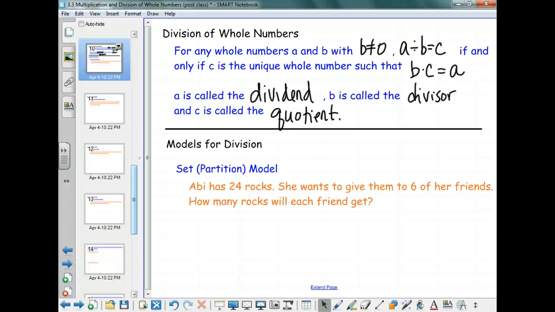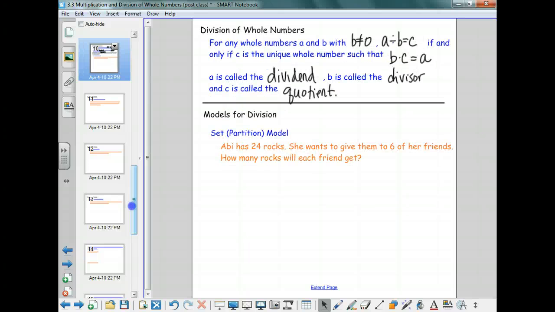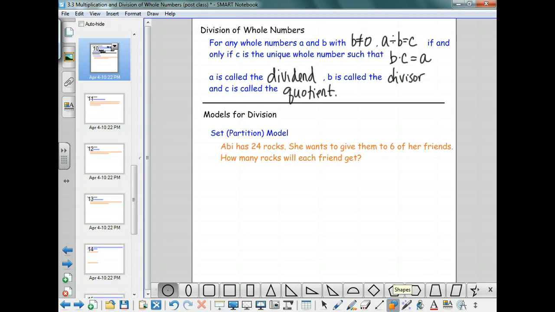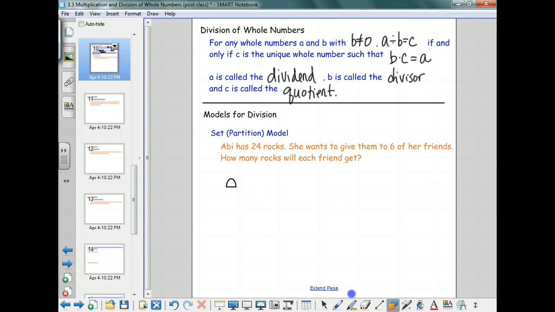So the kind of picture that you have going on is that you have 24 objects, right? So I'm going to draw you a picture next to the illustration. We'll use funny shaped rocks today. How about that?